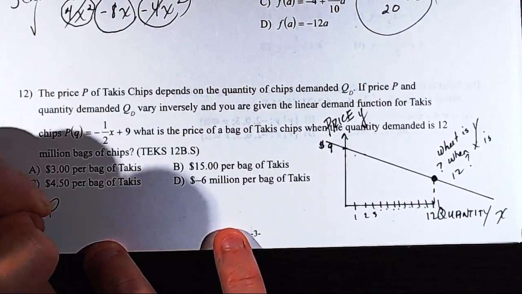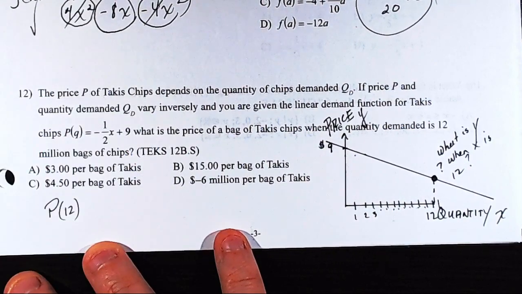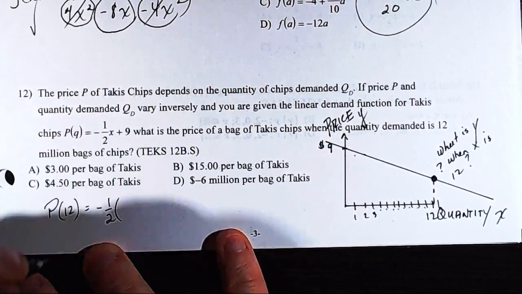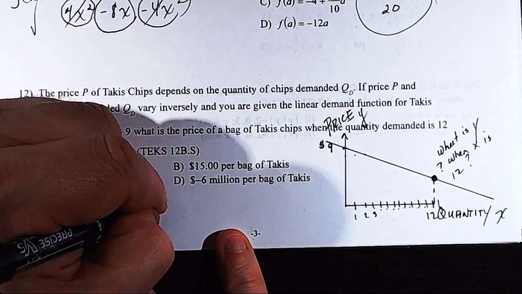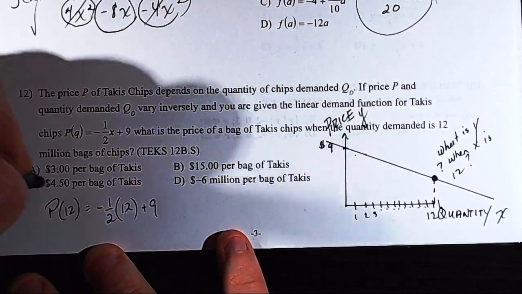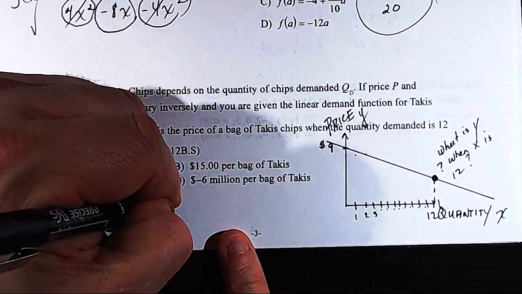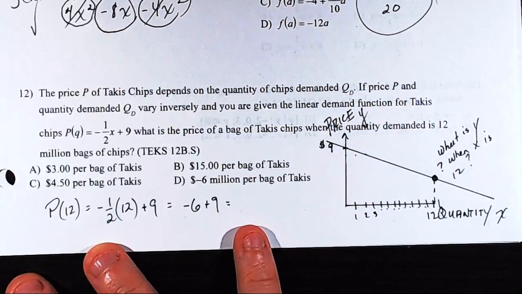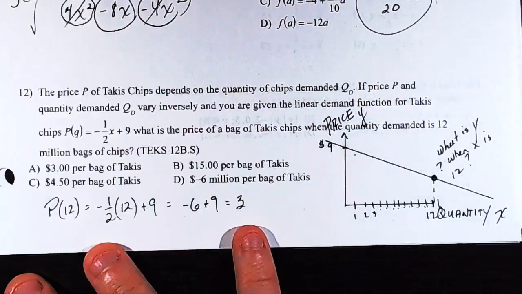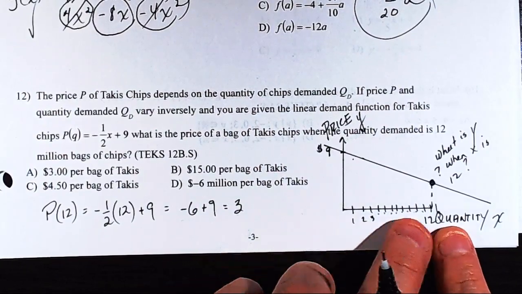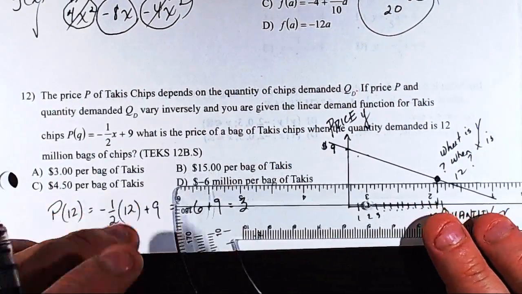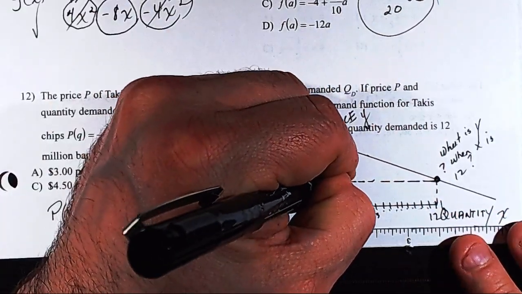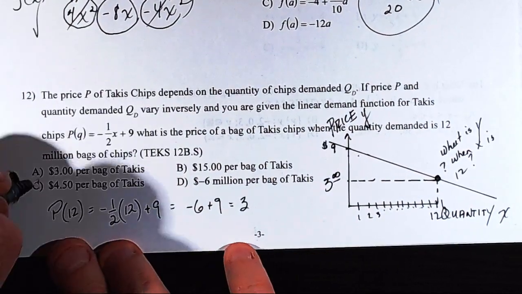You just say P of 12 equals negative 1/2 times 12 plus 9. Well, that's negative 12 over 2, which is negative 6, plus 9. And negative 6 plus 9 is 3. So when x is 12, y is $3 per bag. Okay, A.